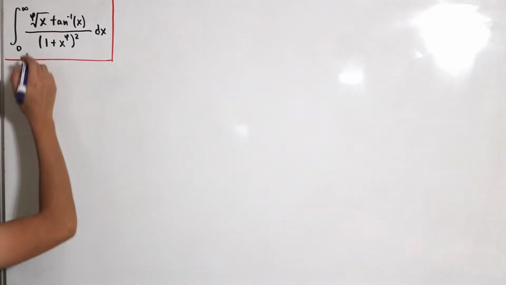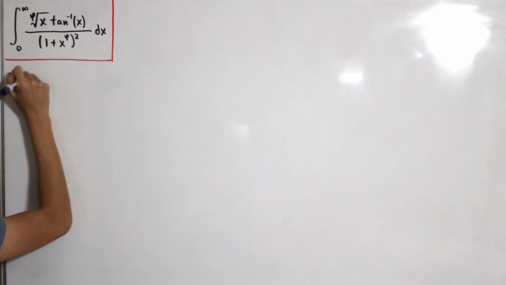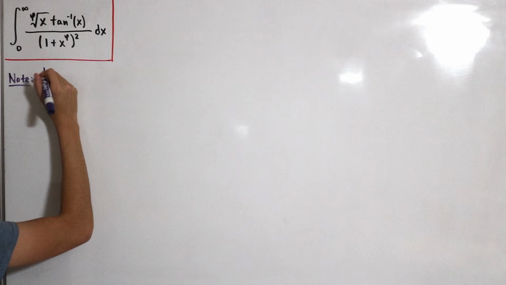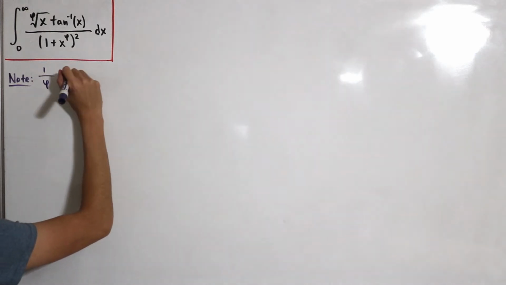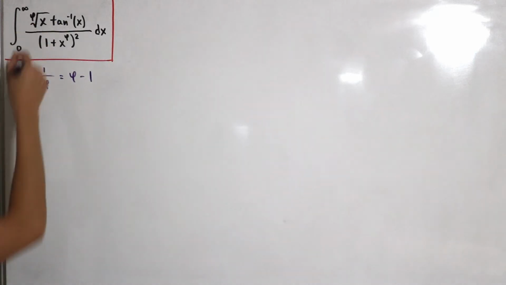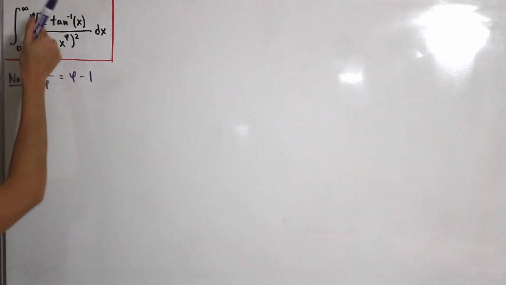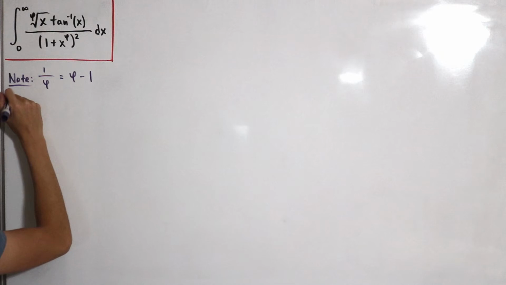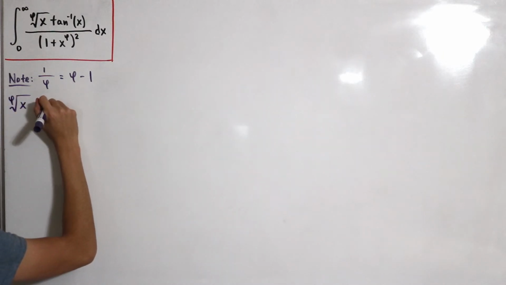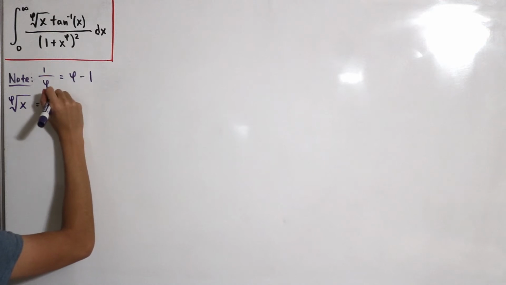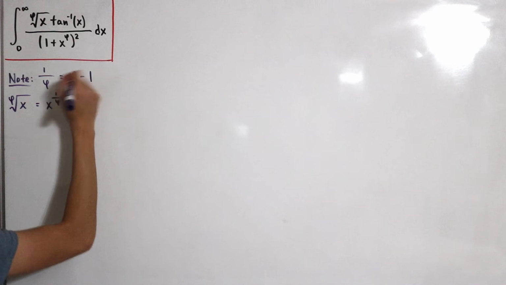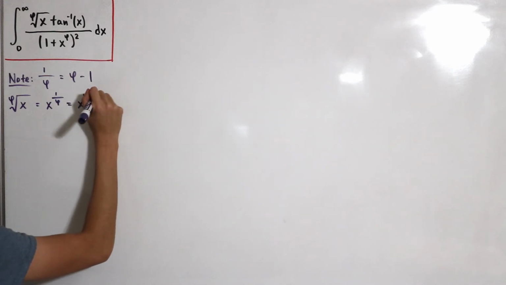Let's start off with the following identity. You can verify this yourself: 1 divided by phi is equal to phi minus 1. With this, we can rewrite the phi root of x using this identity. If we write that in terms of exponents, the phi root of x is x to the power 1 divided by phi, and doing the substitution, we have x to the power phi minus 1.